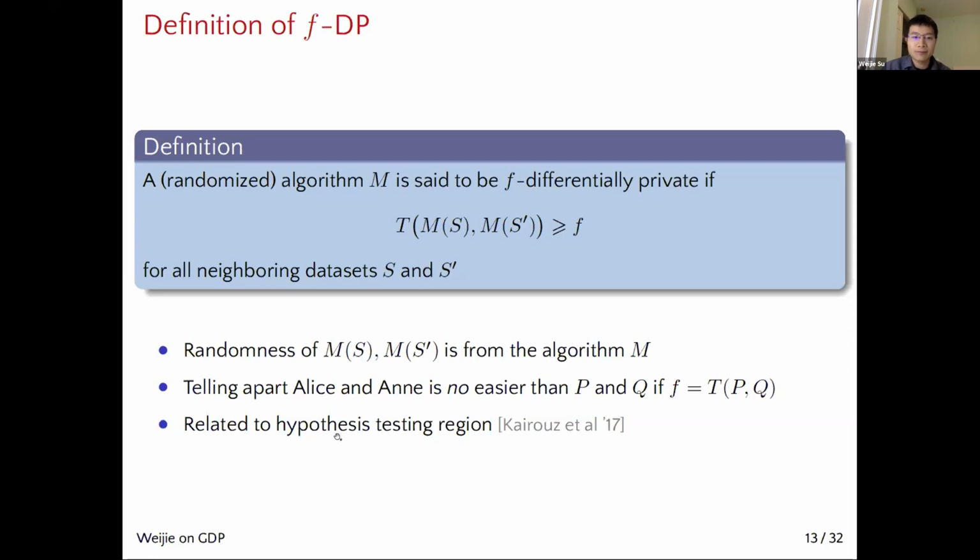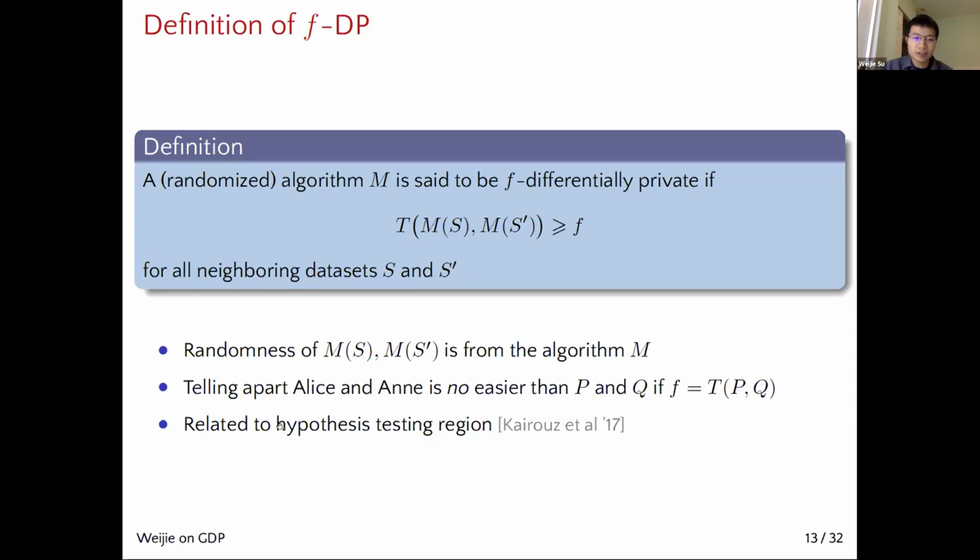And if F is the trade-off function of P and Q, two probability distributions, then this guarantee is saying that telling apart Alice and Annie is at least as difficult as telling apart P and Q. So if P and Q are two distributions that overlap a lot, then it's really difficult to tell apart Annie and Alice, so their privacy is well preserved. If P and Q are far away, for example, suppose their supports do not overlap, then it's very easy to tell apart Alice and Annie, right? So there's no privacy for them.